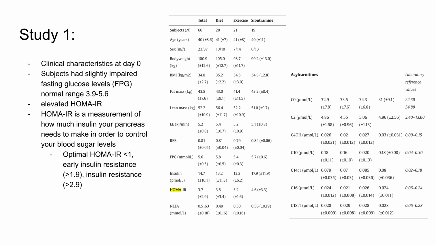If your HOMA-IR is greater than 1.9, that could signal early insulin resistance, and greater than 2.9 means that you are insulin resistant. So these participants here who are obese, right, had impaired glucose levels that are elevated, and also elevated HOMA-IR as well.